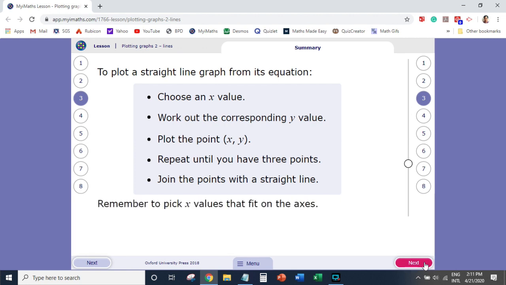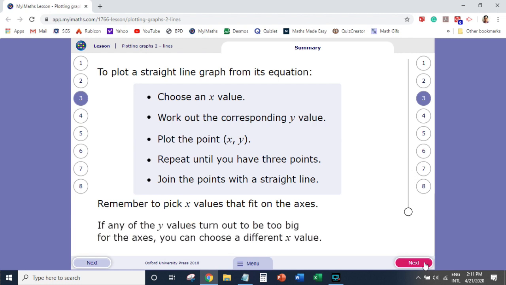So remember to pick x values that fit on the axis. And if any of the y values turn out to be too big for the axis, you can choose a different x value. So let's move on.